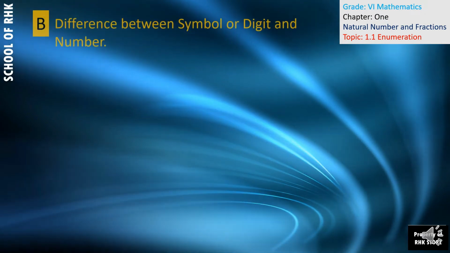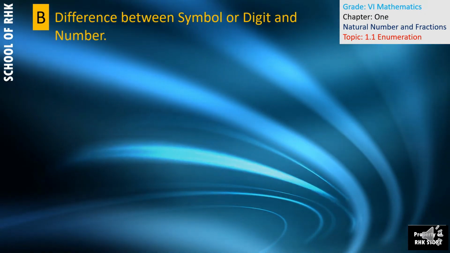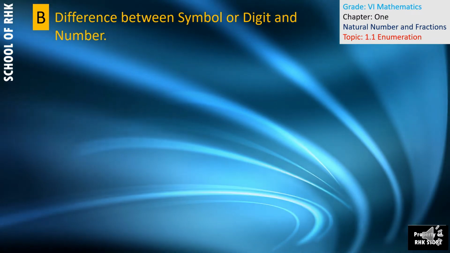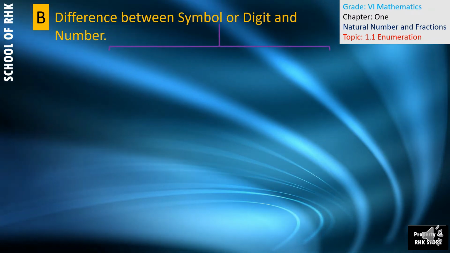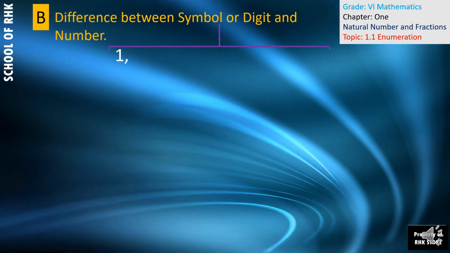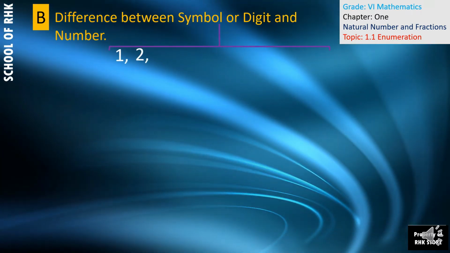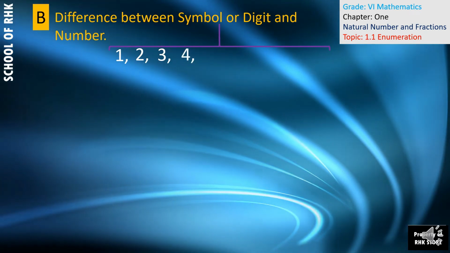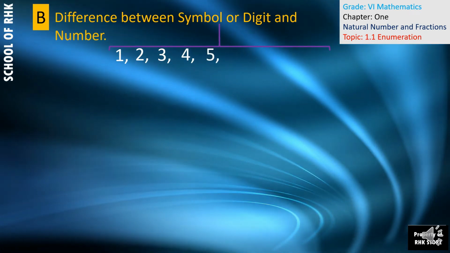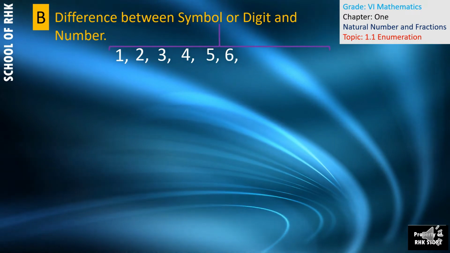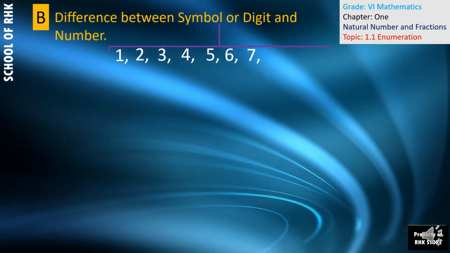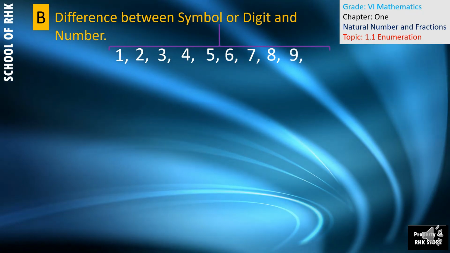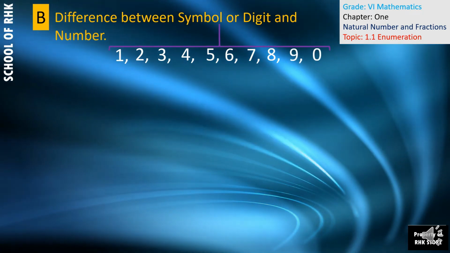These are numbers that are usually used for calculations and they continue to be infinite. The difference between symbol or digit and number. We already know that 1, 2, 3, 4, 5, 6, 7, 8, 9, and 0 are arithmetic symbols or digits.